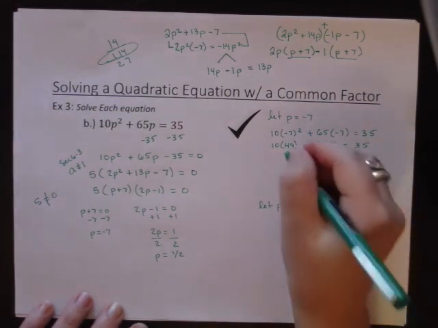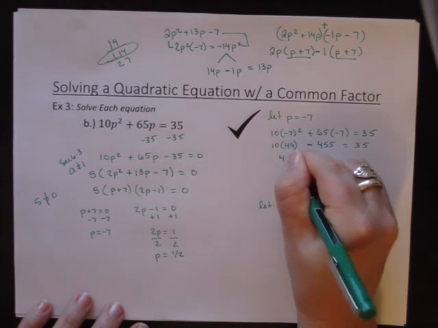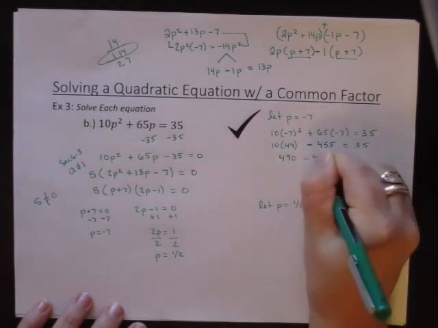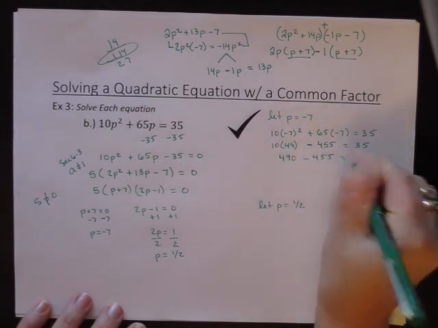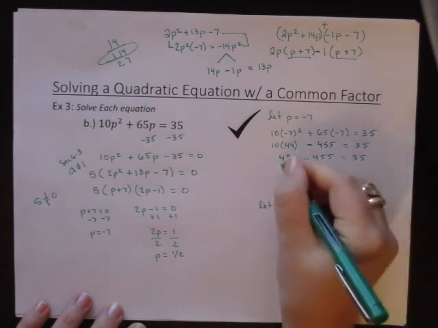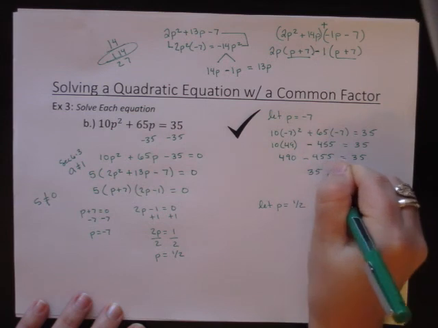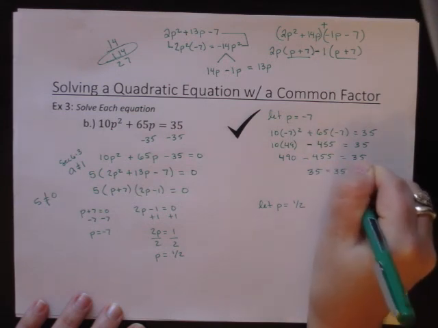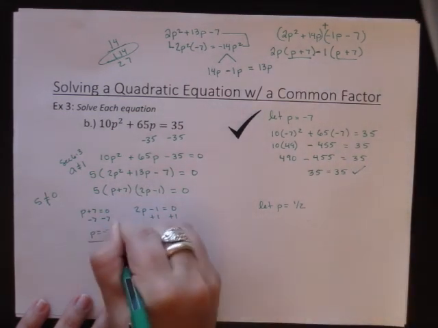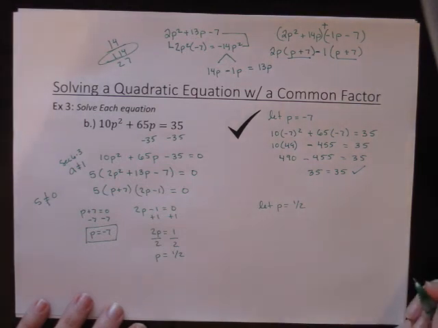Okay? So now 10 times 49, that's going to be 490 minus 455, which equals 35. So 35 equals 35. If that's a true story, I can come and box my answer.